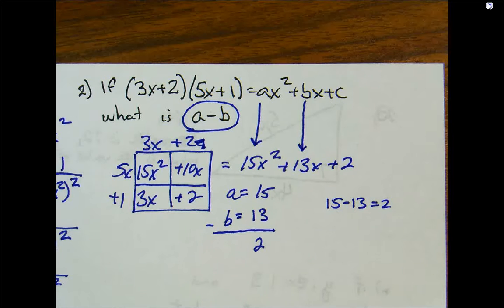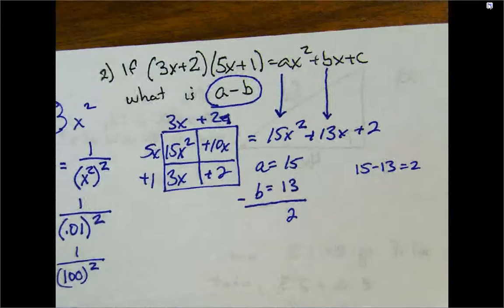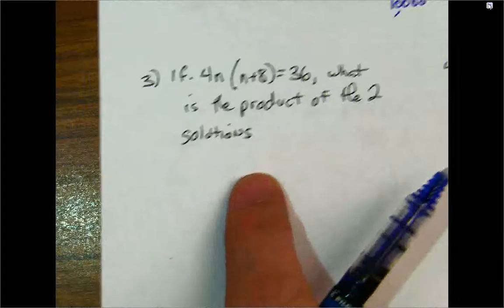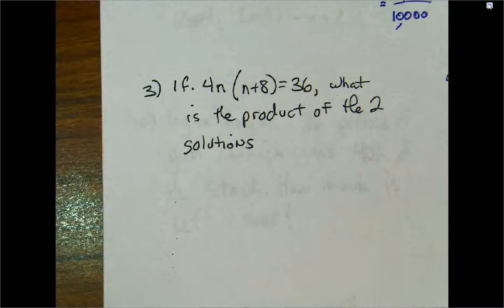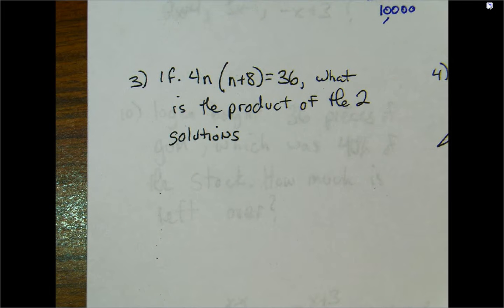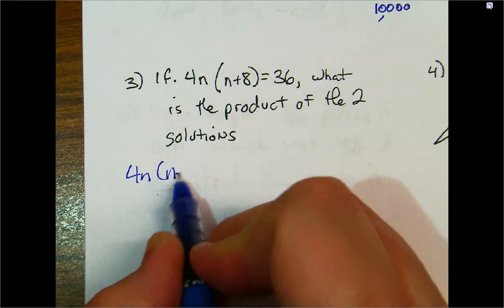Alright, so this theme pops up here again. It says, alright, you got to solve this equation, which is what would be a normal problem. But then it says, take the solutions and then multiply them together. So how many solutions should you get? Probably 2. So take the 4n times n plus 8 equals 36.